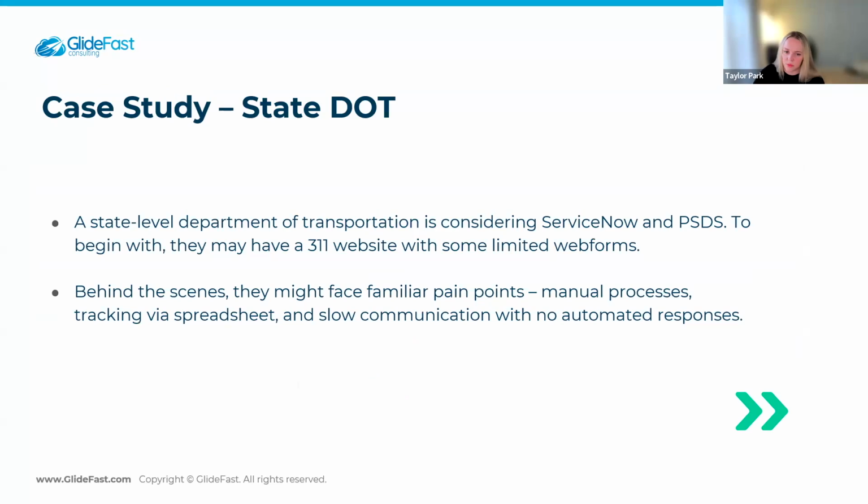All right, and then we'll go through a theoretical case study. So we've got a state level Department of Transportation. They are currently either using paper forms, or if they're somewhat on a digital journey, they might have a limited 311 website. But very common pain points that we see: they might have manual processes, work duplication, manual communication, no automated responses.